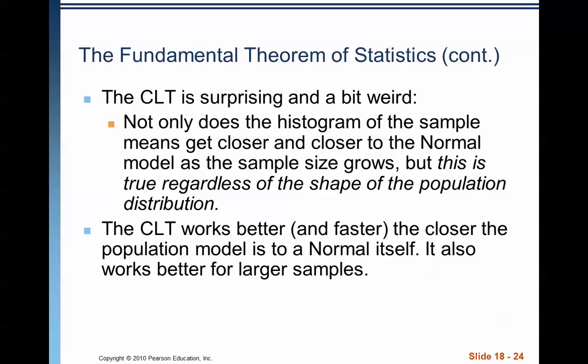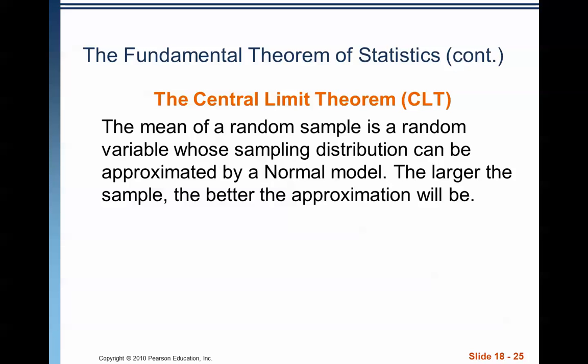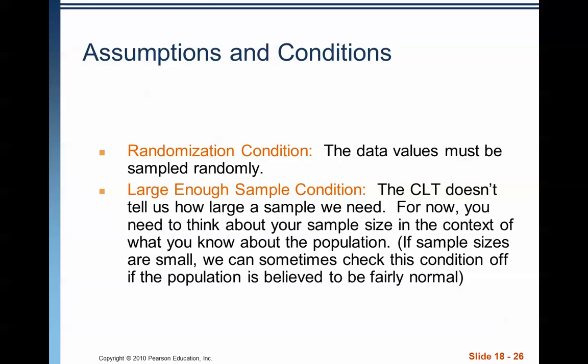It does work better and faster when the population model is close to the normal model, but it does work for any population. Okay, so there's our official statement of what the central limit theorem is. The mean of a random sample is a random variable whose sampling distribution can be approximated by a normal model. The larger the sample, the better the approximation will be.